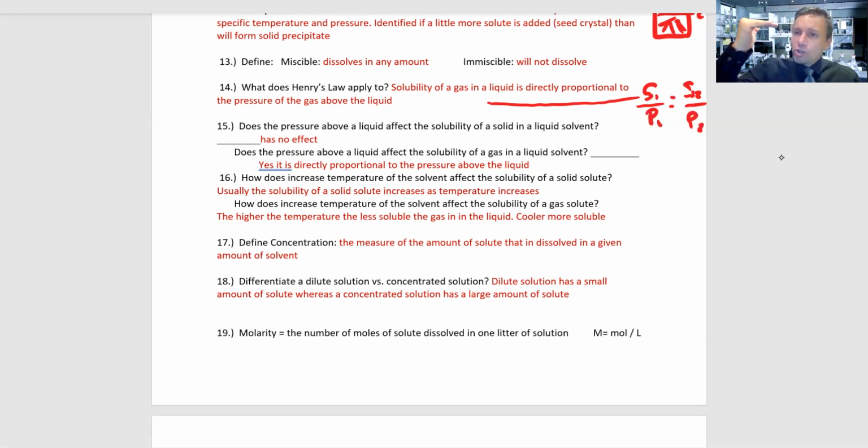They pump a large amount of gas in it, and they put the lid on. And what happens is that massive amount of gas pressure forces the gas to dissolve into that liquid. So it is directly proportional, whereas pressure has no effect on the dissolving of a solid. It has a lot of effect on the dissolving of a gas in a liquid. Number 16.